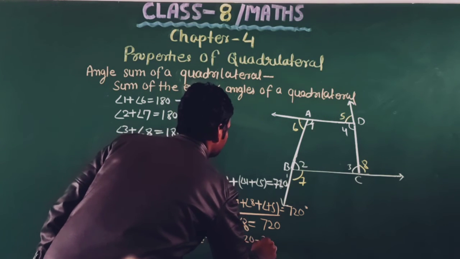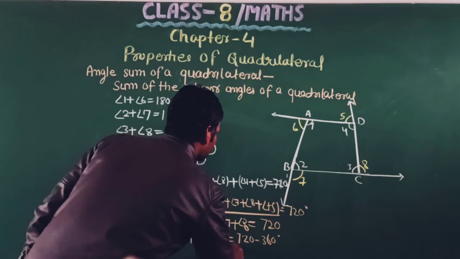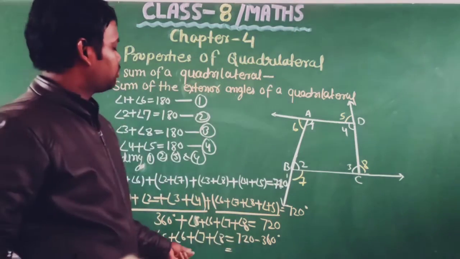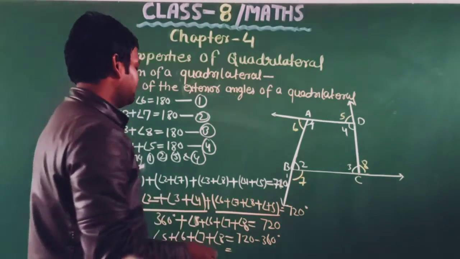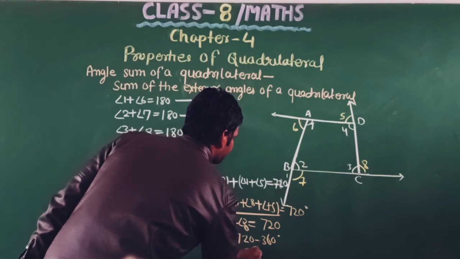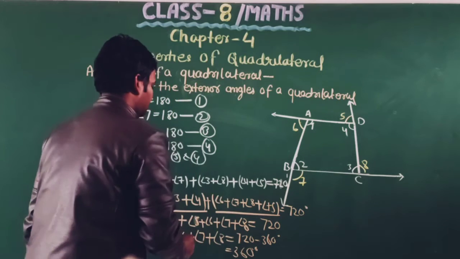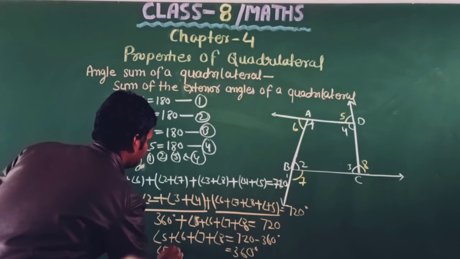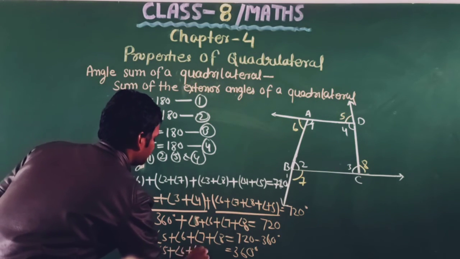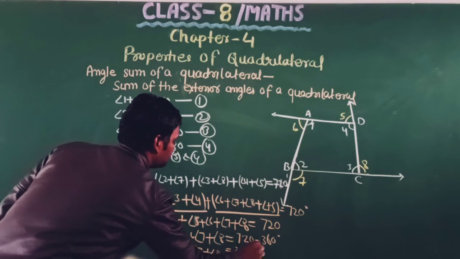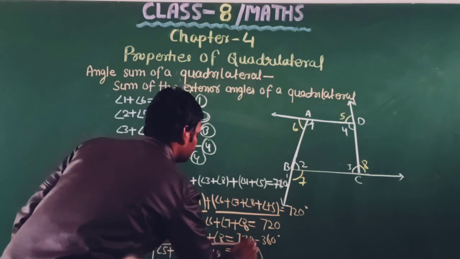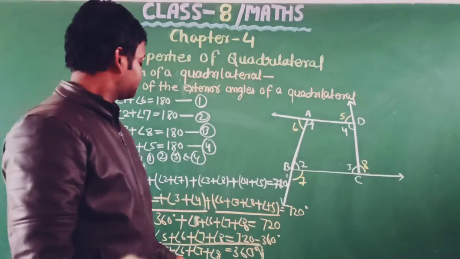720 minus 360 degrees, which is equal to 360 degrees. So the sum of angle 5 plus angle 6 plus angle 7 plus angle 8 is equal to 360 degrees.